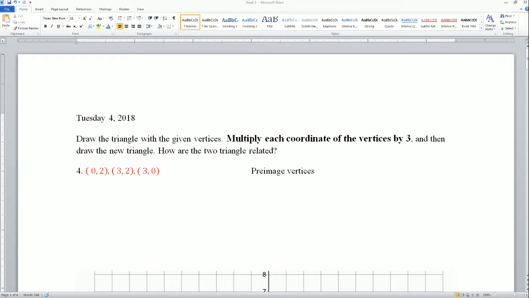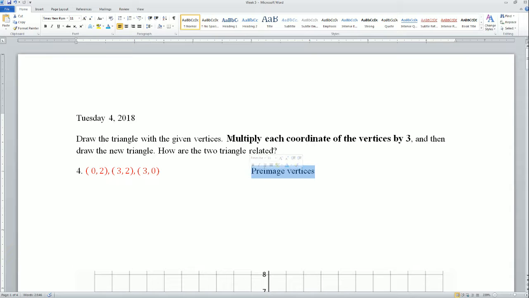So the instructions ask us to draw the triangle with the given vertices. Then you're going to multiply each coordinate of the vertex by 3. Then draw the new triangle. How are the two triangles related? We have the 3 points that represent the vertices: 0, 2; 3, 2; and 3, 0. These are your pre-image vertices, okay? This is your old image.